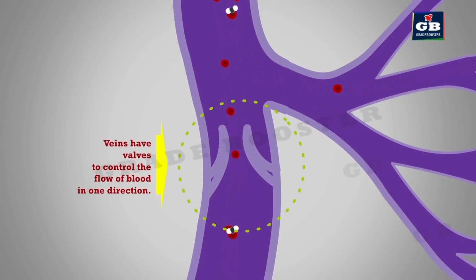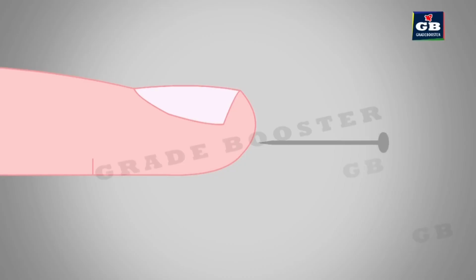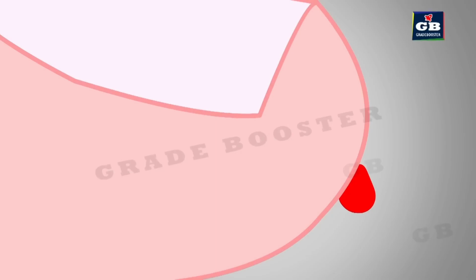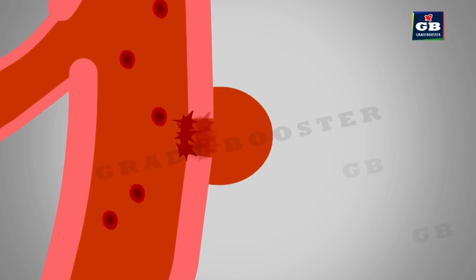To supply the materials to cells, arteries split into thin fine tubules called capillaries. These capillaries join together to form the veins. If our blood vessels are cut in any accident, blood flows out through these blood vessels. This leads to loss of blood. To stop the bleeding, blood platelets move to the site of the leakage and plug the cut temporarily.